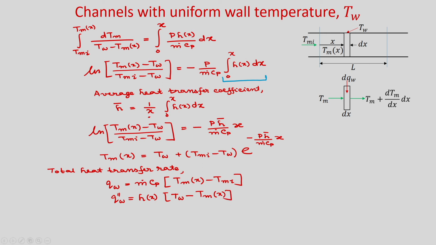So, you can see that once you calculate the h(x), Tw is known, so you can calculate the mean temperature. Once you know the mean temperature, then you can calculate the total heat transfer rate as well as the heat flux. So, this is your wall heat flux, because h(x) you need to find. Once h(x) is known and Tm(x) is known from this expression, then you will be able to calculate the wall heat flux Q double prime w.